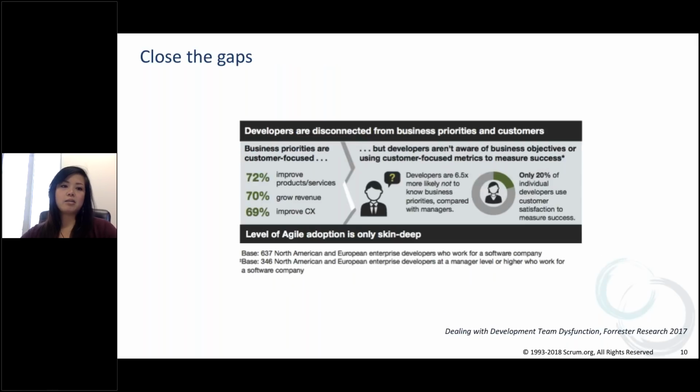And then the last thing that was really surprising to me was this data that was around developers being disconnected from business priorities and customers. And it was really concerning to me, because in the first graphic we saw that over 80% of teams are saying they're doing Agile. Okay. But the thing is that they're feeling more disconnected and they aren't aware of business objectives, right? So it says here, developers are 6.5 times more likely not to know business priorities compared with managers.